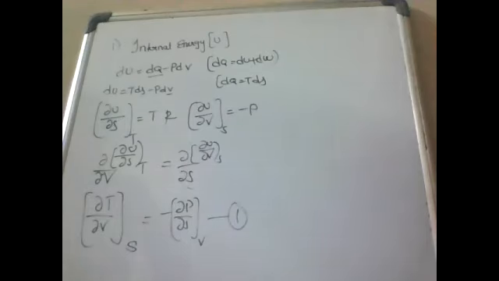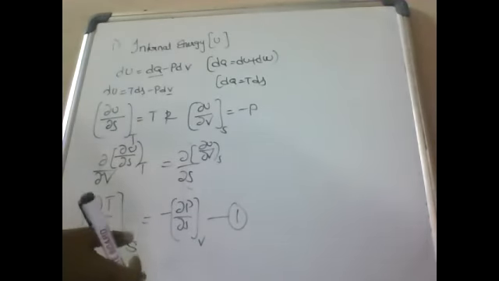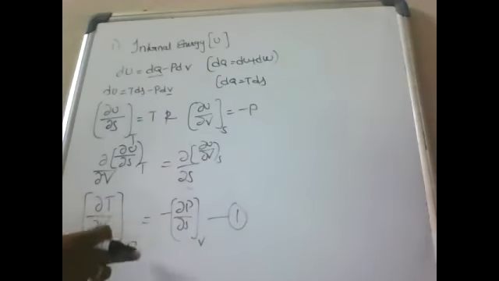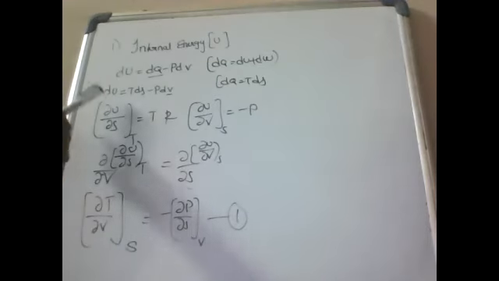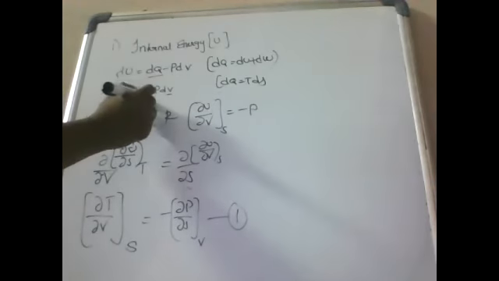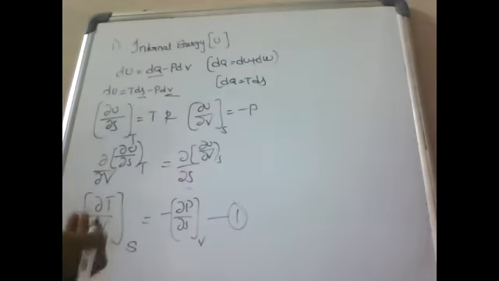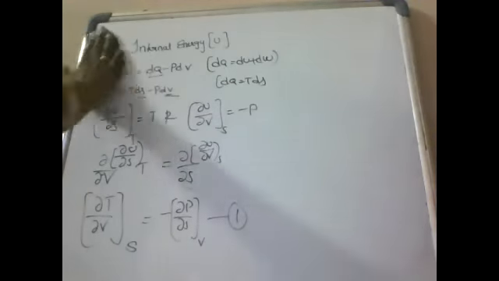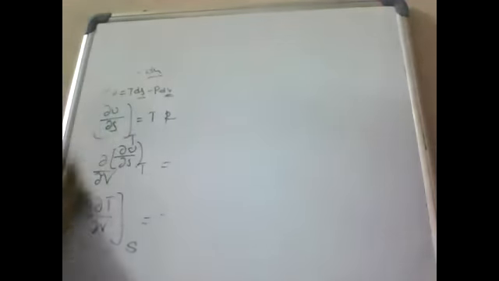Using the internal energy definition, we can derive Maxwell's first equation. So this is Maxwell's first thermodynamic relation. First you differentiate with respect to S and V. From the partial differentiation condition, we again differentiate V with respect to S. Then we get this equation. This is called Maxwell's first thermodynamic equation or relation.